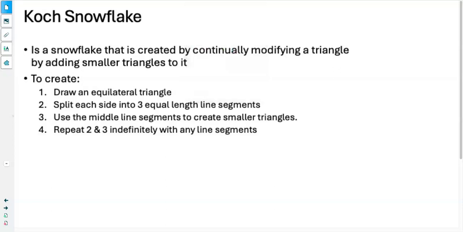So to create a Koch snowflake, we're going to draw an equilateral triangle. We'll then split each side into 3 equal length line segments and use the middle line segments to create smaller triangles. We'll then repeat 2 and 3 indefinitely with any of the line segments. So I'll show this on the next page.